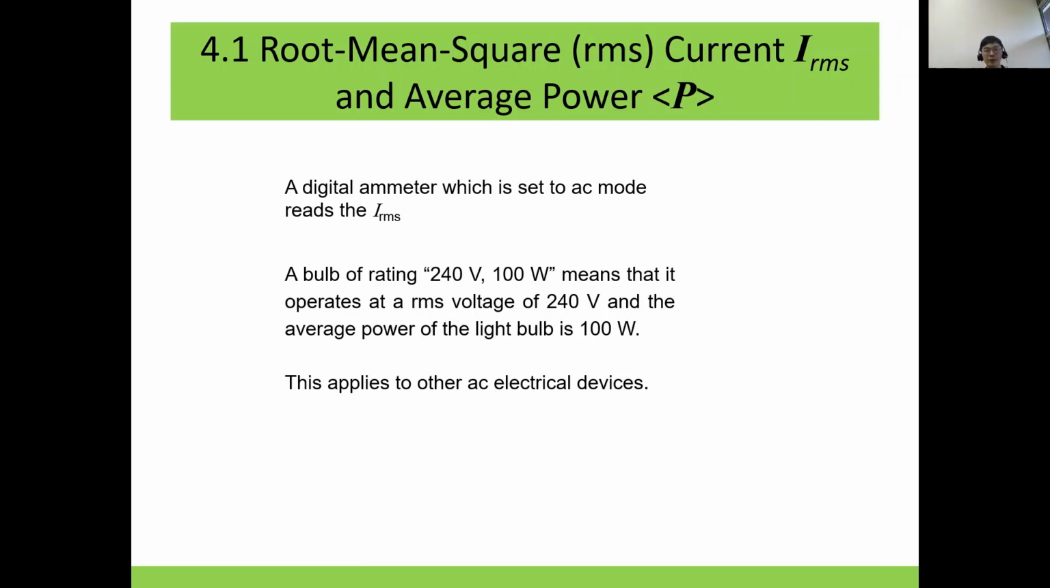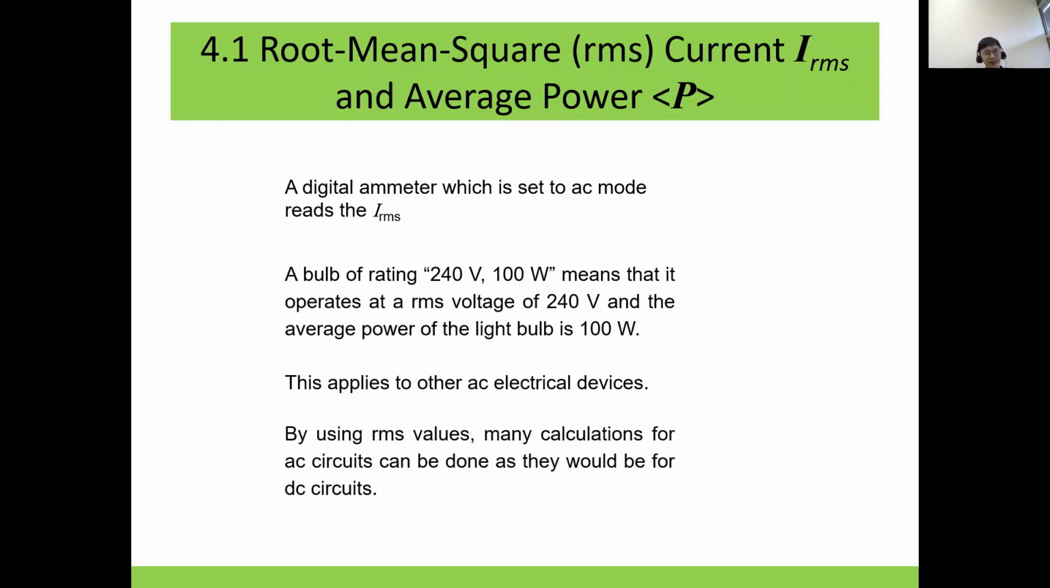Next, this one is something that we need to explain because this used to be common knowledge. If you are someone who is very handy, who does a lot of electrical repairs within the house, you will know this. Appliances have ratings on them. But you need to know that when it says here 240 volts, it's not 240 volts peak value. It's a 240 volts RMS value. And the 100 watts here means that's the average power of the light bulb.